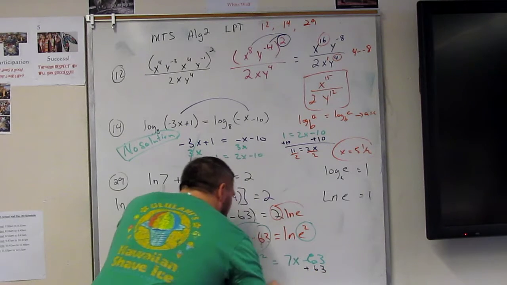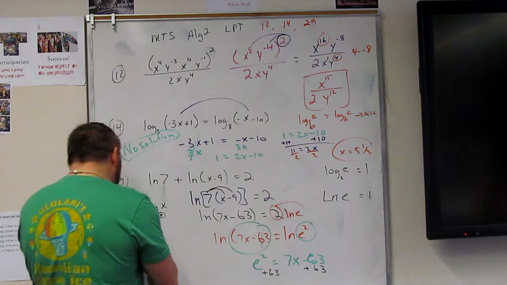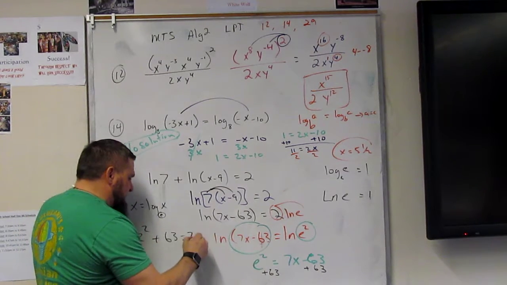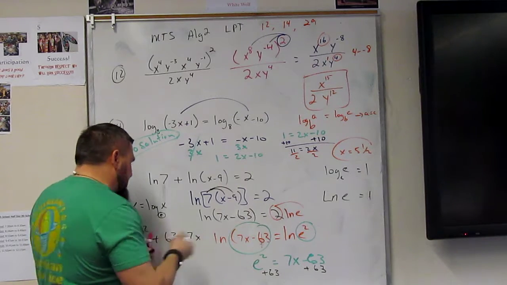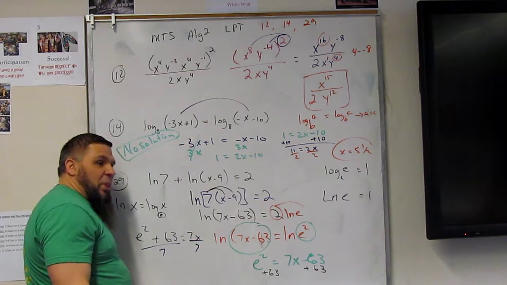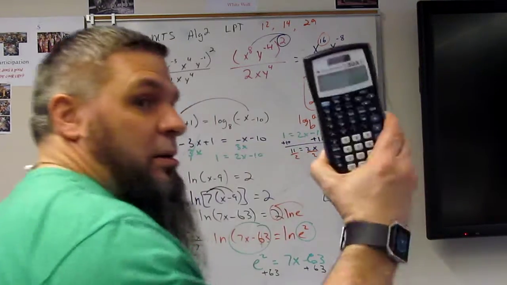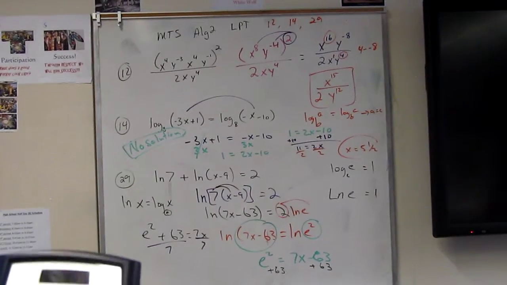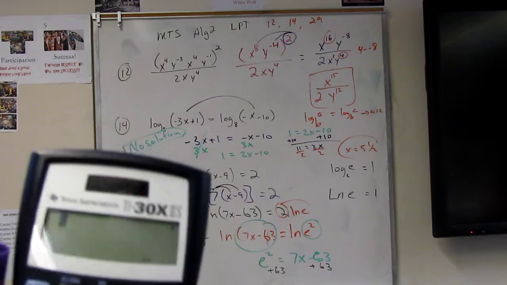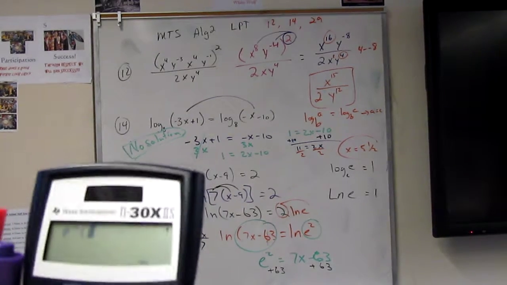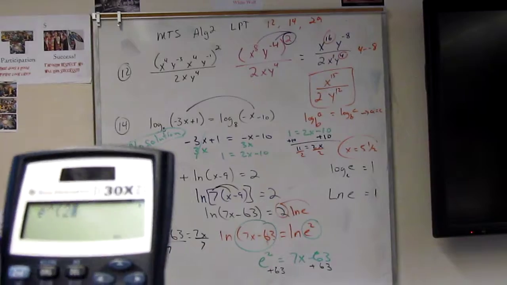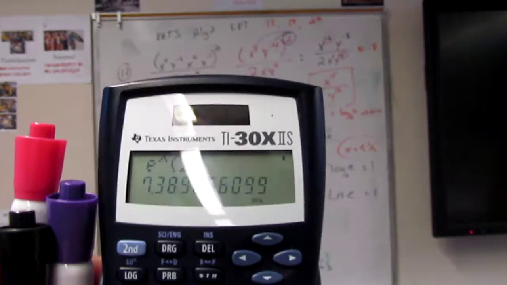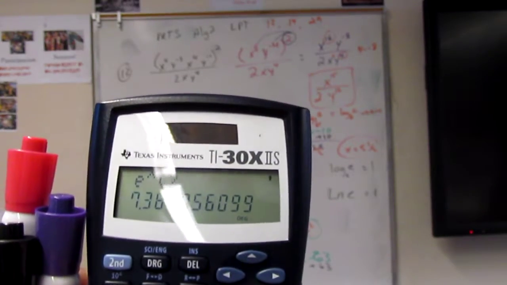Plus 63 plus 63. So I get e squared plus 63 is equal to 7x. And then I divide by 7. And you have a number e on your calculator. So that e is right here. I'll hit second e, and it says squared, so I hit squared and then hit equals. So that's 7.38.